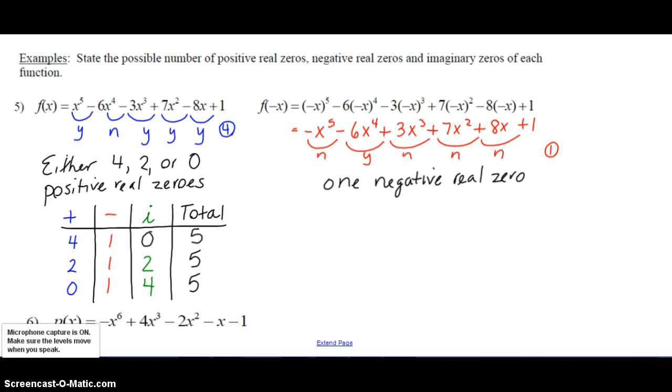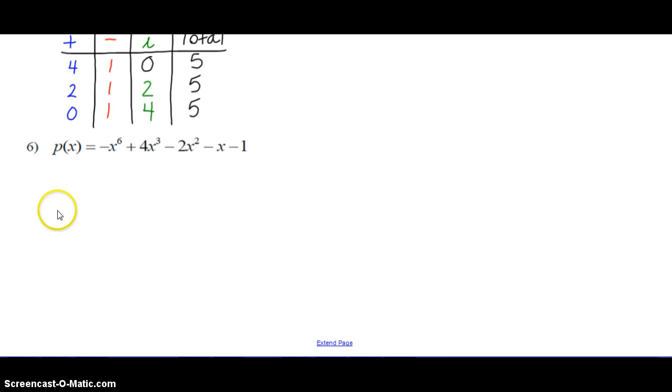Okay, here we are for part 2 of 6.7, and picking up where we left off, we had just finished filling out the chart for question number 5, and so we know what the relationship of all the roots are, what we expect to see in terms of positive real zeros, negative real zeros, and imaginary zeros of the function. Let's take a look now on number 6 at function p of x.